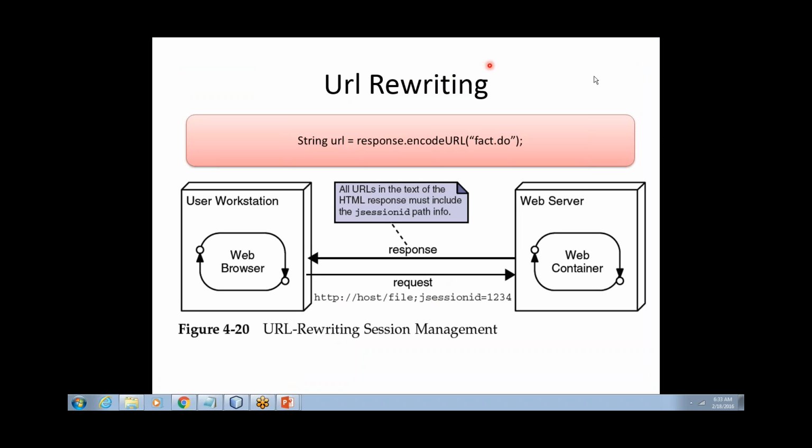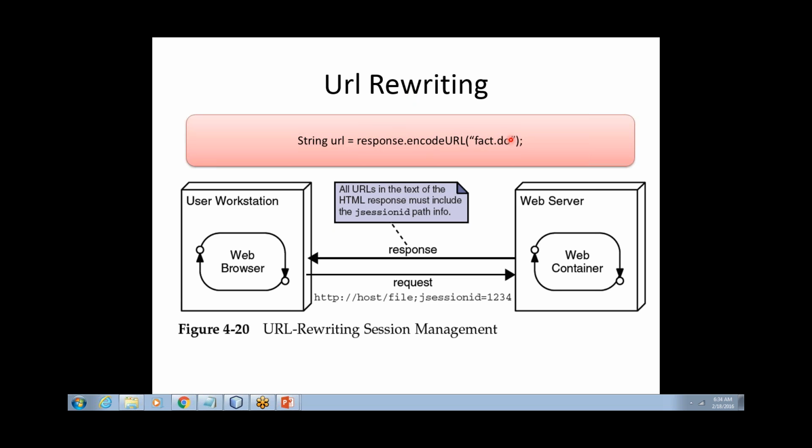In the URL rewriting, what we do is we append the session ID to the end of the URL. String URL is equal to response.encodeURL of fact.do. If the cookies have been disabled and you are not able to track the client session, you can go with the URL rewriting concept. In it, you need to make use of the method encodeURL of the response interface. So to this encodeURL, you are passing this fact.do or some XYZ method.